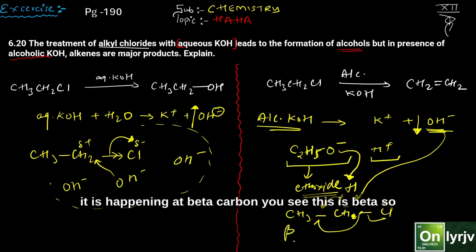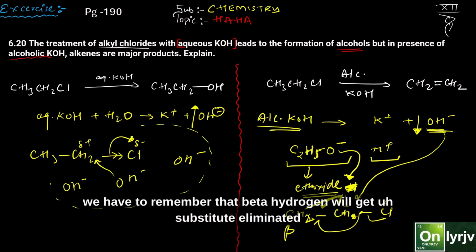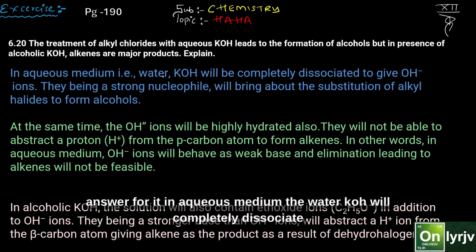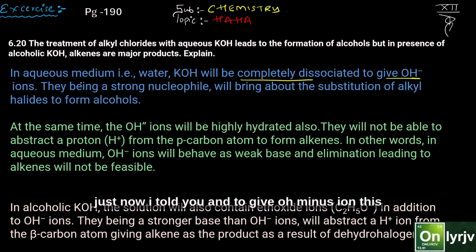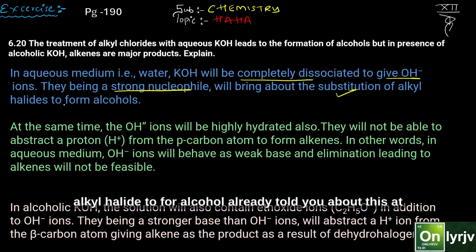You can see this is beta. So not this hydrogen, this hydrogen actually. So you have to remember that the beta hydrogen will get eliminated from here. Okay, so let me tell you the ideal answer for it. In aqueous medium, the KOH will completely dissociate, as I just told you, to give OH- ion. This being a strong nucleophile will bring about the substitution of alkyl halide to form alcohol. Already told you about this.